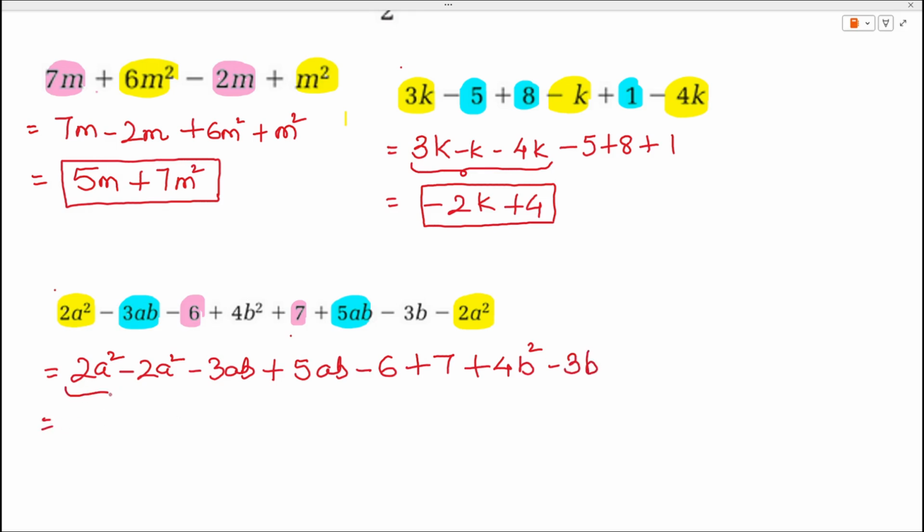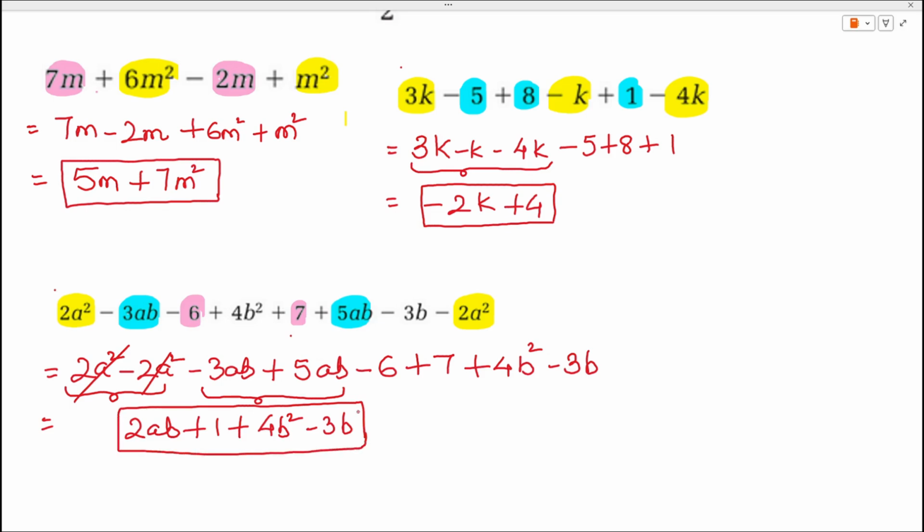Now this 2a square minus 2a square, it just cancels out or gives us a 0, which we don't need to write. These two terms, negative 3ab plus 5ab, this gives us 2ab. Negative 6 plus 7 gives us a 1. And these two terms we cannot simplify, so we just have to write it as 4b squared subtract 3b. And this is our simplified expression.